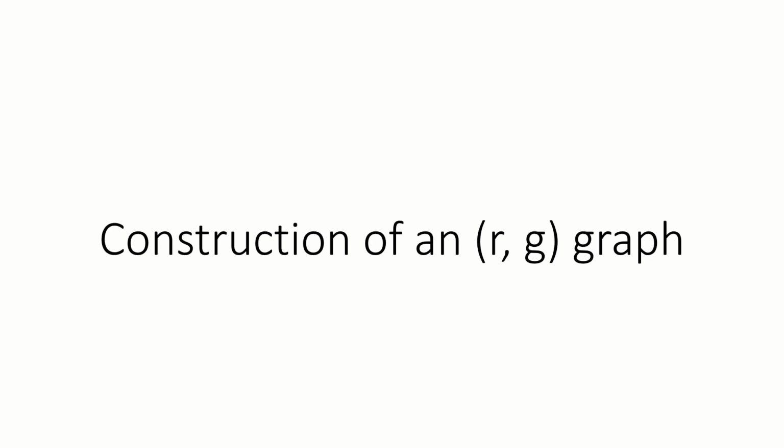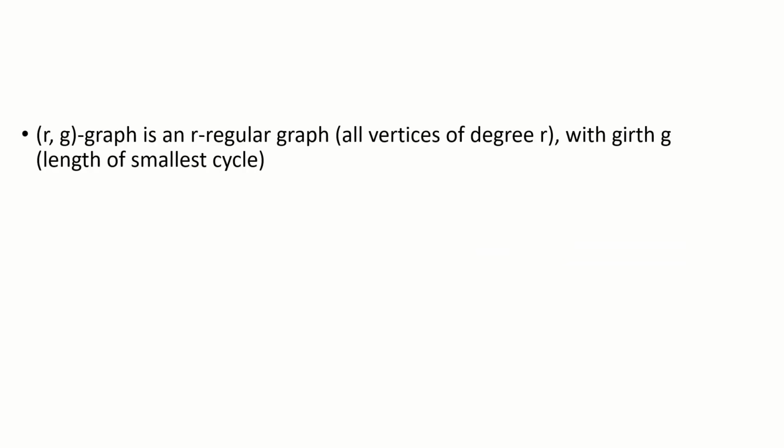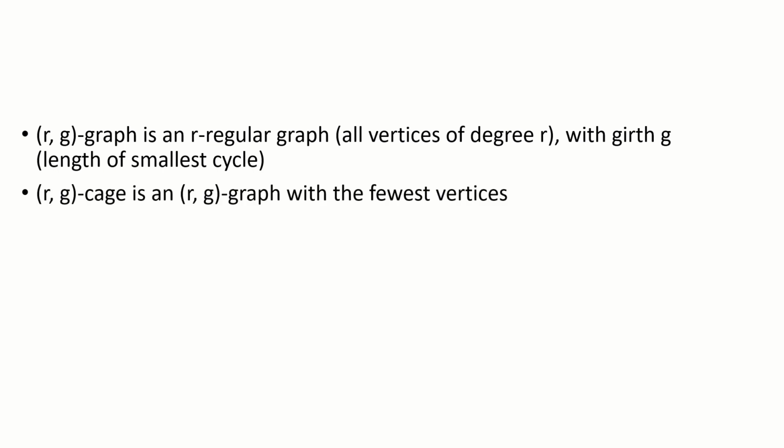Today we're going to look at how we can construct RG graphs. Recall that an RG graph is an R-regular graph with girth G, while an RG cage is an RG graph with the fewest vertices. It turns out that for every choice of R and G greater than or equal to 2, there exists an RG graph, and this implies that there exists an RG cage.